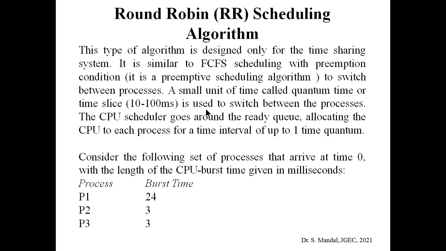Remember, the RR algorithm is also an example of a preemptive algorithm. That means a process can be preempted or paused for a certain amount of time and moved into the ready queue, and after some time the execution of that process will be resumed. That's why we call it a preemptive scheduling algorithm. Round robin is such a type of algorithm.